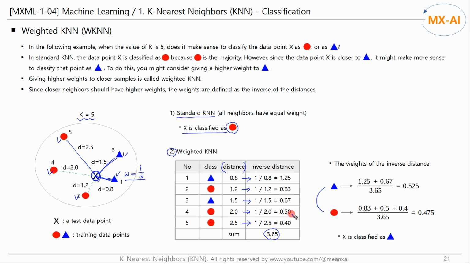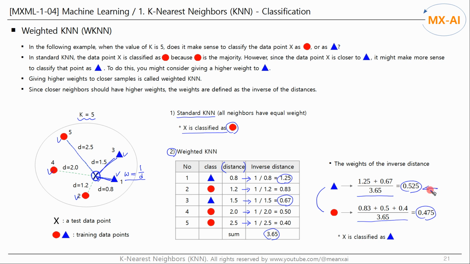The inverse distances for the blue class are 1.25 and 0.67. Then the weight of the blue class becomes 0.525. This can be interpreted to mean that there is a 52.5% probability that the test data point belongs to the blue class. The weight of the blue class is 0.475.